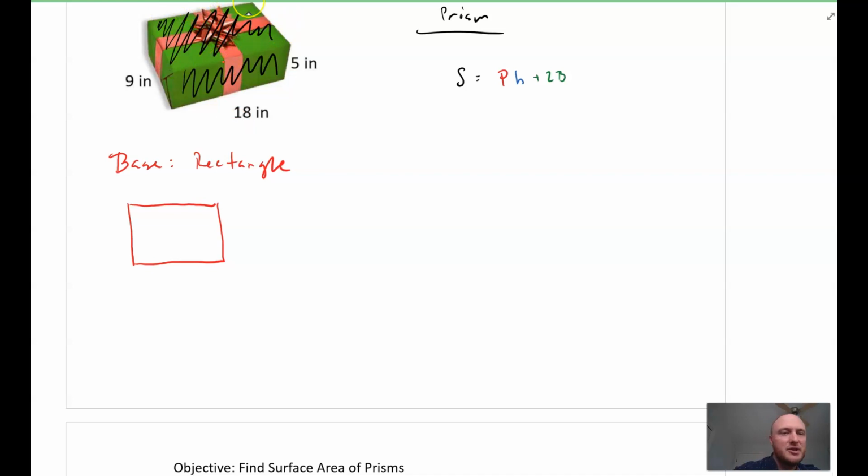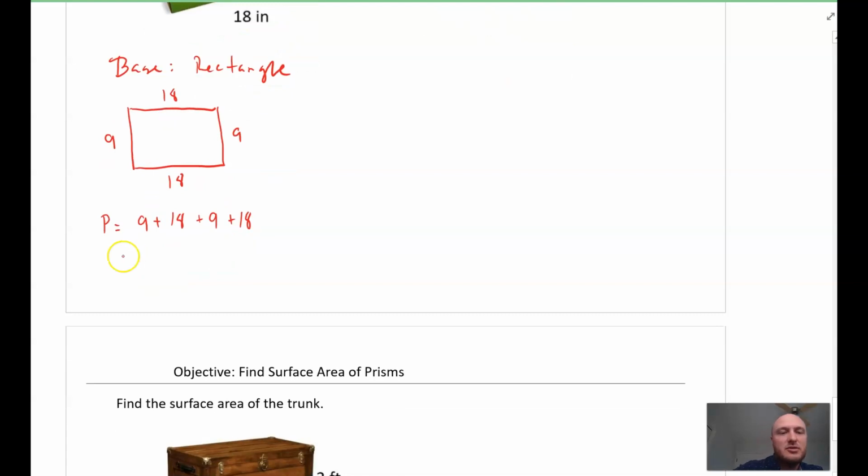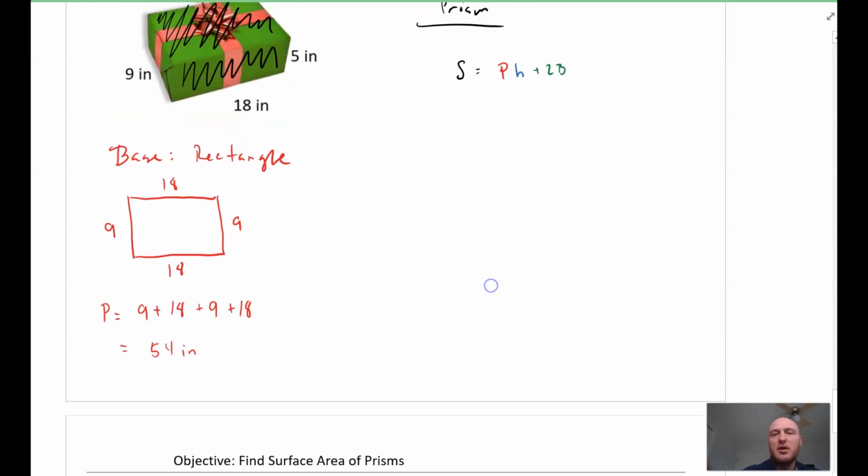So, I have the top and the bottom are the same. So, this is 9 inches. This is 18 inches. And the perimeter is going to be 9 plus 18 plus 9 plus 18. All I'm doing is adding up all of the sides. And you can condense this into another formula: 2 times the length plus 2 times the width would give you it. So I have 3 times 18 will give us our perimeter, which is 54, and these are inches. Okay, so there is our perimeter.